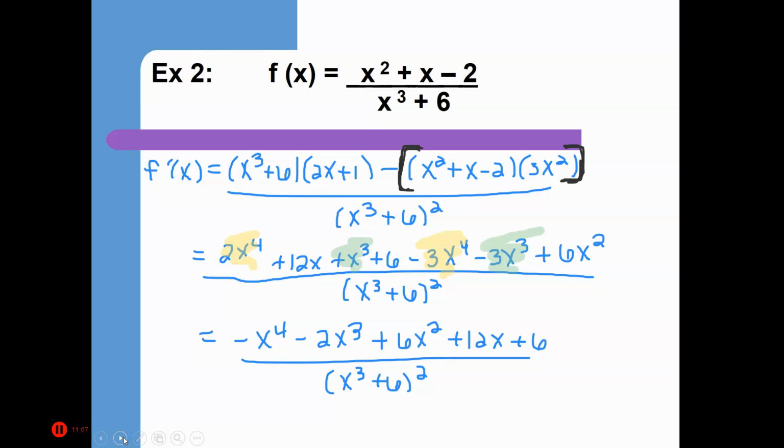Yeah. It doesn't get any more difficult. Never.